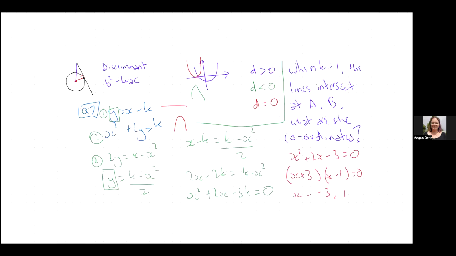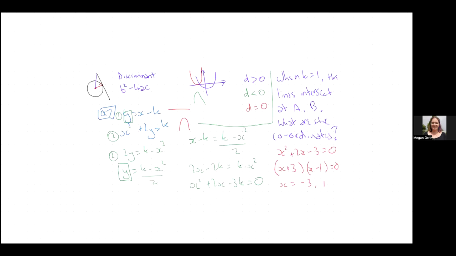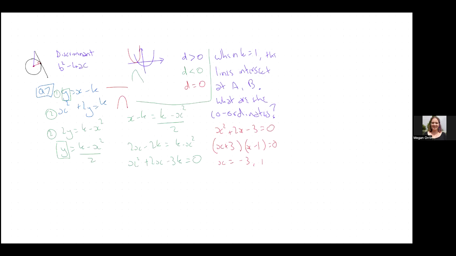Now I need to find the y coordinates. Those are my x coordinates, so I'm going to put that back in. y equals x minus k. So y equals -3 minus 1, because we said that k was 1. So y is -4. So that makes this coordinate -3, -4.